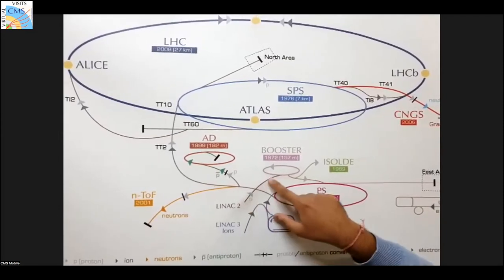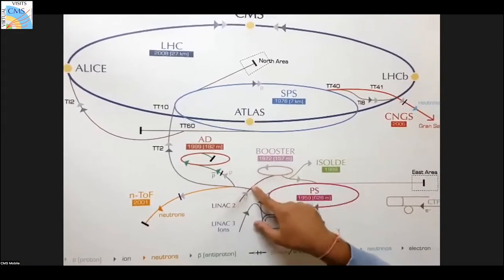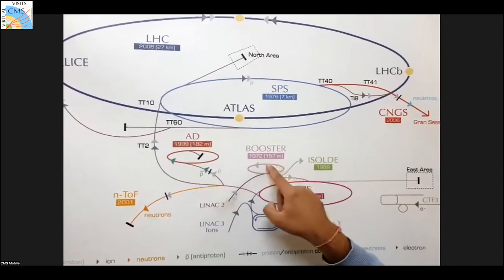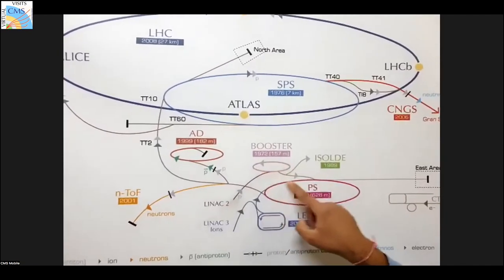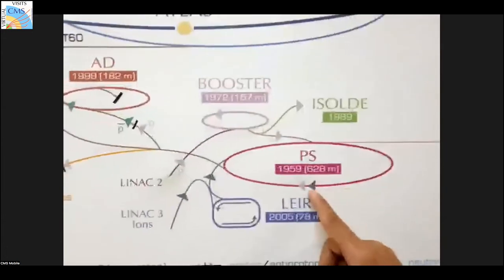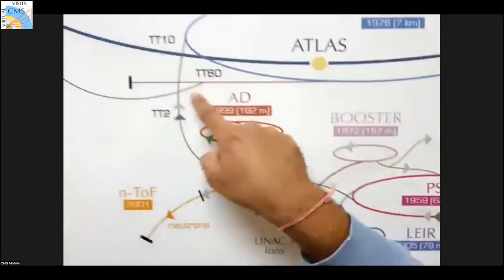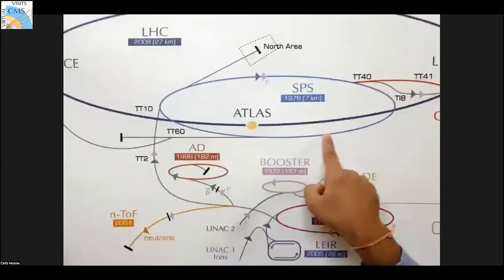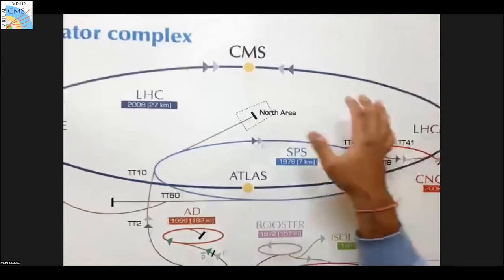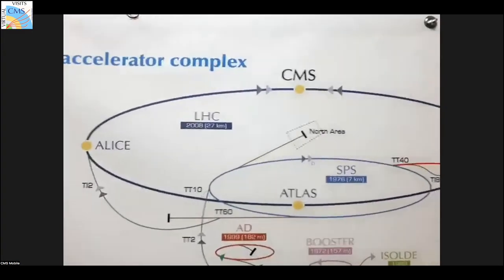We start from a linear accelerator, which is called LINAC. Then it goes to a small circular accelerator, just about 150 meters, which is the booster. Then it goes to a slightly bigger circular accelerator, the proton synchrotron. And then the protons go on to the bigger SPS, the super proton synchrotron, which is 7 kilometers. And finally, it goes to the LHC, which is 27 kilometers.